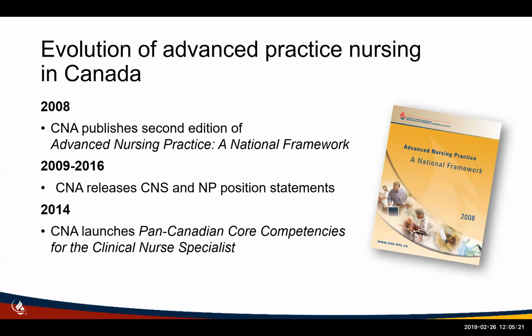In 2009, and then revised in 2016, we had position statements on both the CNS and the nurse practitioner role. Another activity was the launch of Pan-Canadian core competencies for the clinical nurse specialist. Not highlighted there, but highlighted in the framework, we also had competencies for the nurse practitioners, and those were revised by the jurisdictional regulatory bodies. And now we're into 2019, where we have another version of the framework.